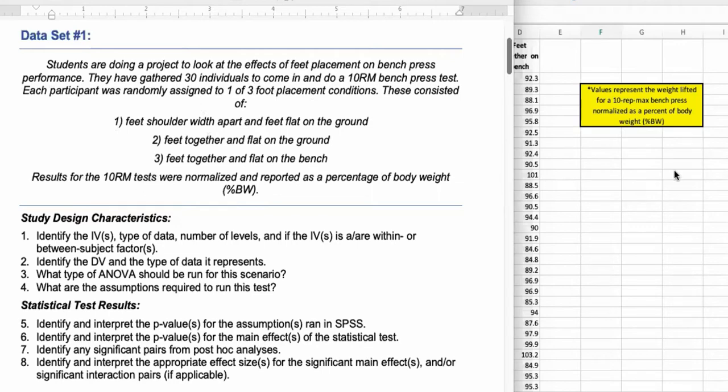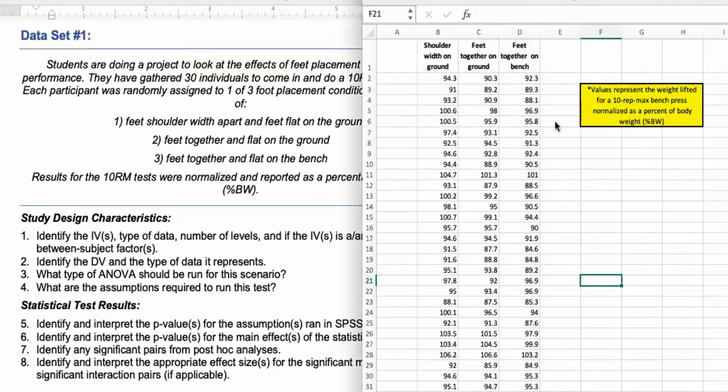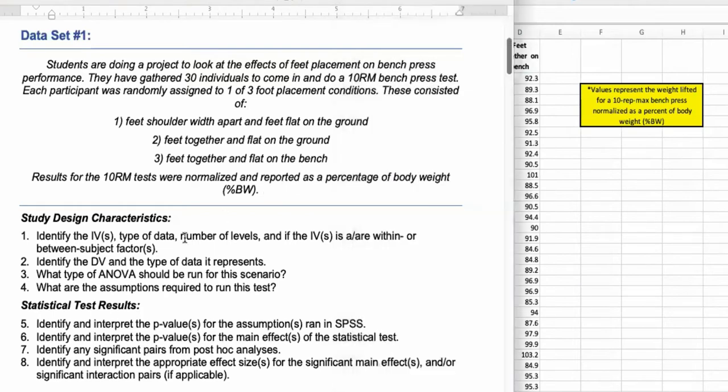So just to give you an idea of what the data look like in Excel, we've got three different conditions and then measurements reported as a percentage of body weight for the 10 rep max bench press test. Okay.